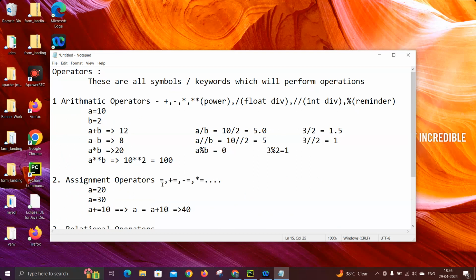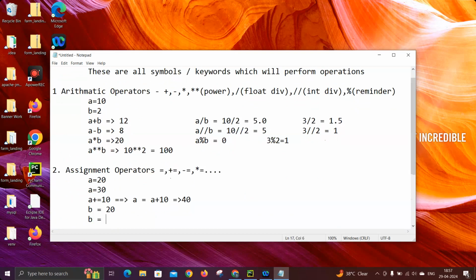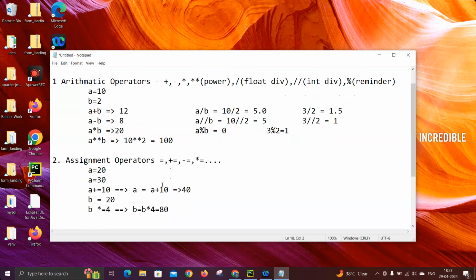Similarly, all other combinations of arithmetic operators will also work. For example, let's take B = 20. Now if I'm writing B *= 4, it indicates that B = B * 4. So what is the value? B is 20, 20 into 4, it is 80. So likewise, you can increment or decrement the value by a combination of equal and arithmetic operators. So these are all technically called assignment operators.